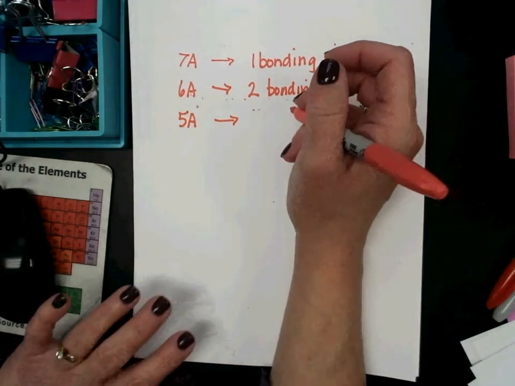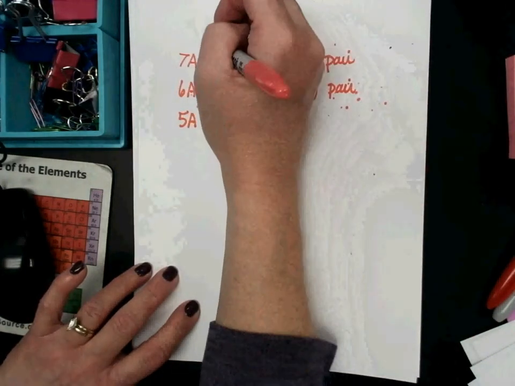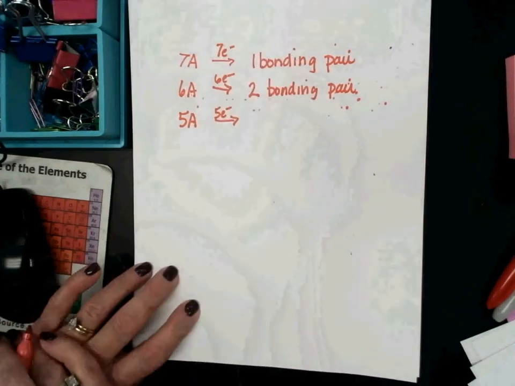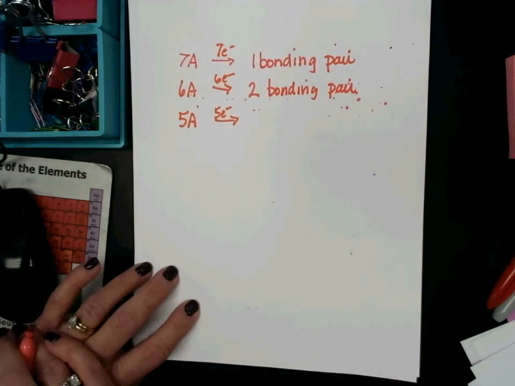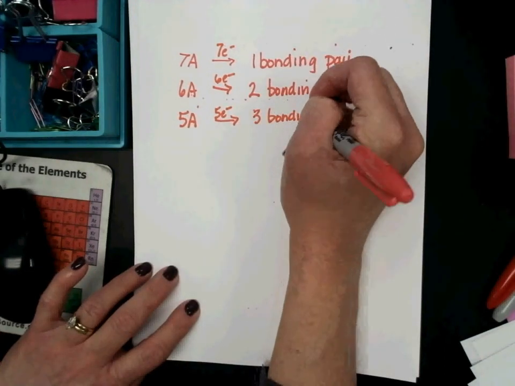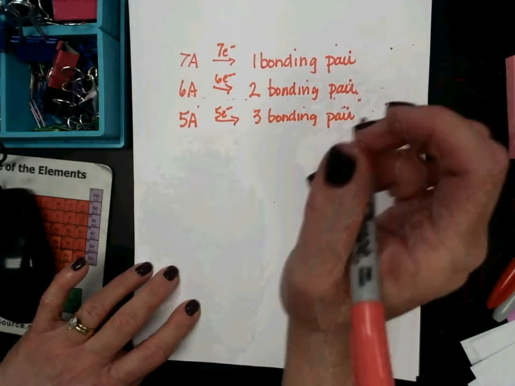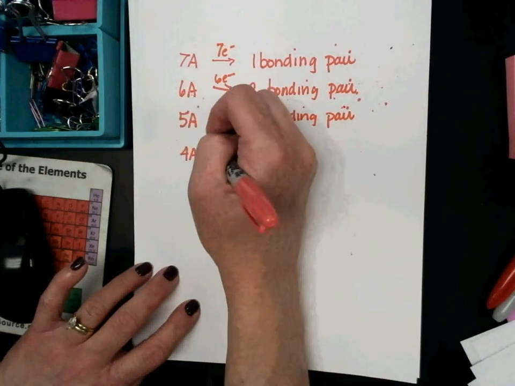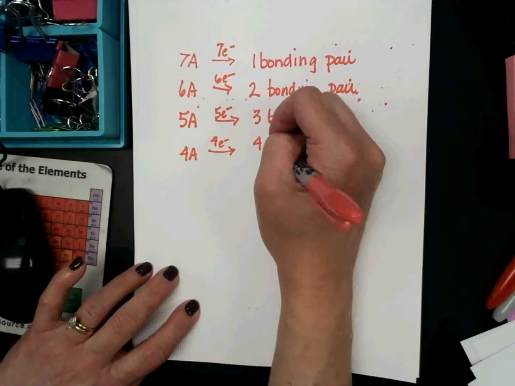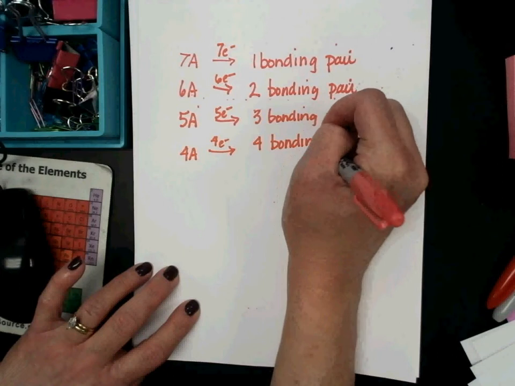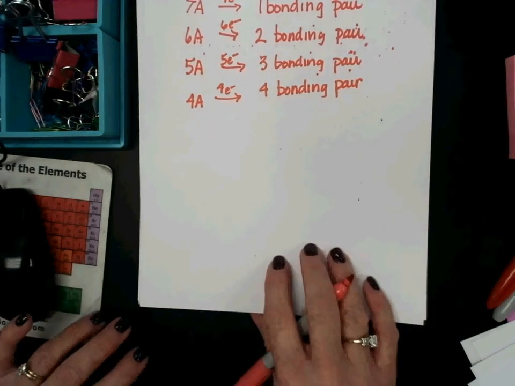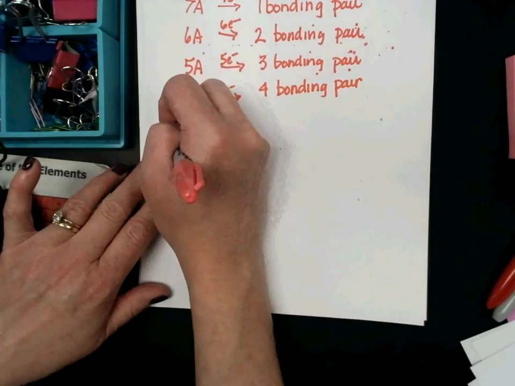If I look at 5A, I've got 5 outer shell electrons. Maybe I've got 7 electrons here, 6 electrons here. Here I'll have 5 electrons. So I would need 3 additional electrons, which means I would have 3 bonding pairs. And then I could even look at group 4A, which we know has 4 outer shell electrons. So technically there I would have to have 4 bonding pairs.